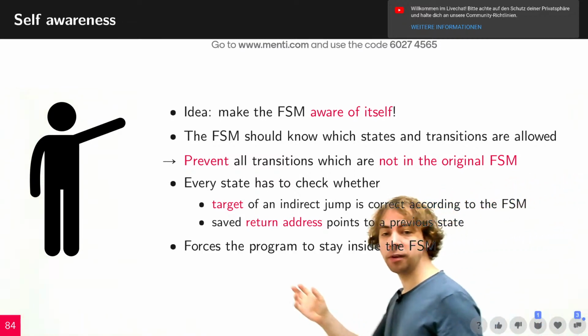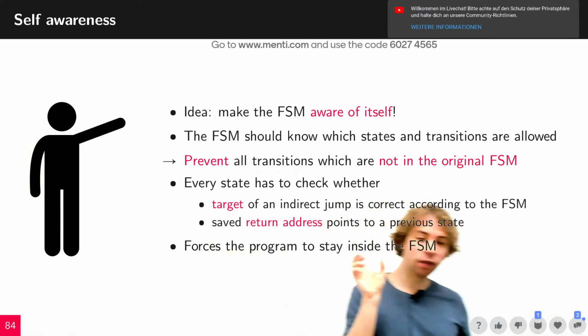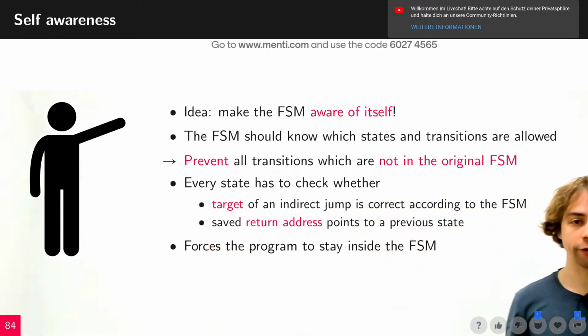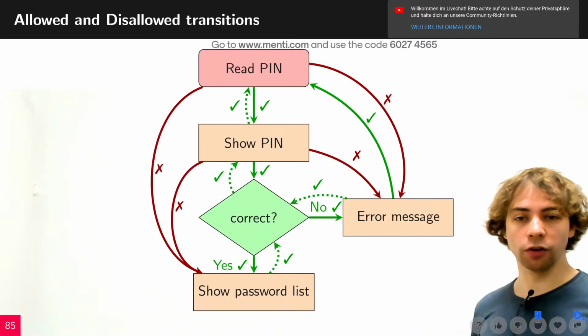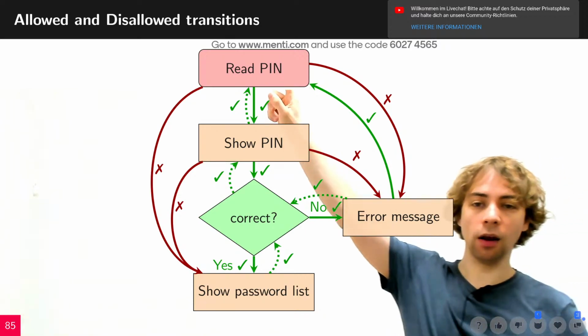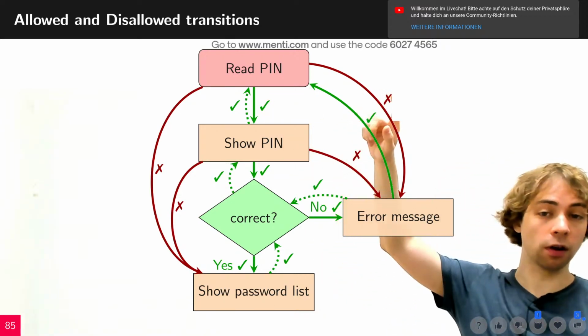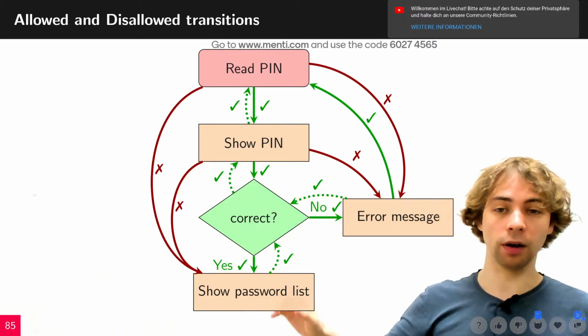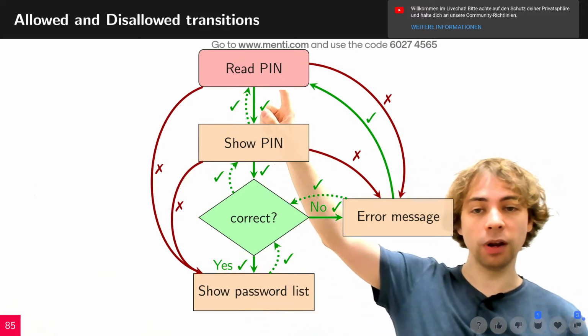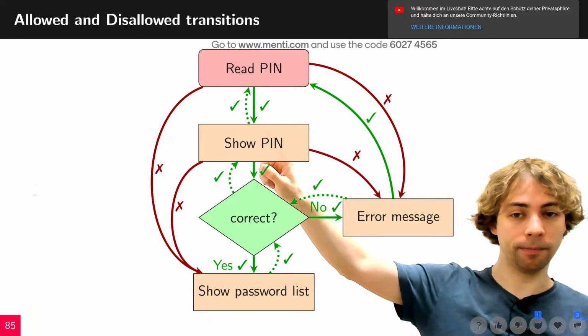And the finite state machine will force the program to stay on this graph. So let's take a look at this. We have all the transitions here. Read pin. Can I go from read pin to error message? No, it's not allowed. Can I go from read pin to show password list? No, also not allowed. The only transition from read pin that is allowed is show pin.